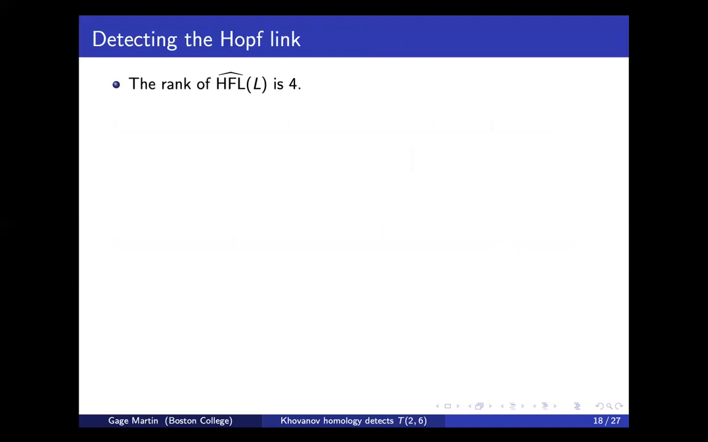So now we can use these facts to prove that Khovanov homology detects the Hopf link by showing that if we have the same Khovanov homology as the Hopf link, one of our unknots is a braid with respect to the other. So from the Dallin spectral sequence, we get that the rank of link Floer homology of our link is no greater than 4.